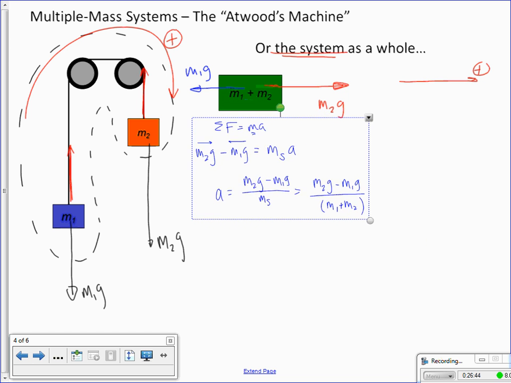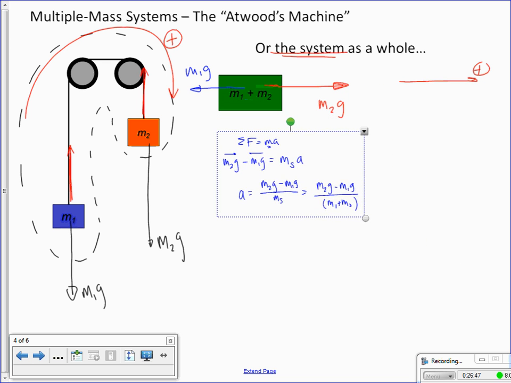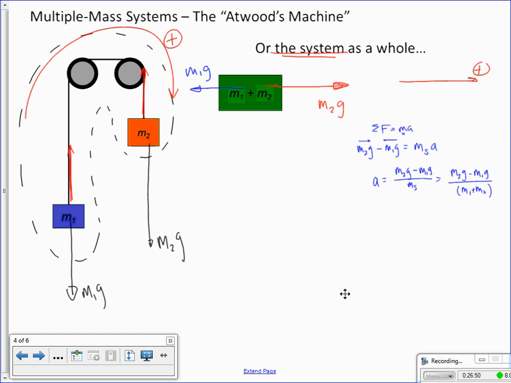Now, let's assume that we wanted to find the tension on the rope. Well, remember, tension only acts on part of the system. So that means if we want to find the tension, we've got to look at one part of the system or the other. Let's just choose to look at mass 1. Here's M1G. Here's tension. Our net force statement, remember, upward is positive for mass 1.